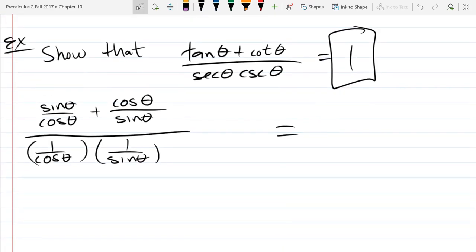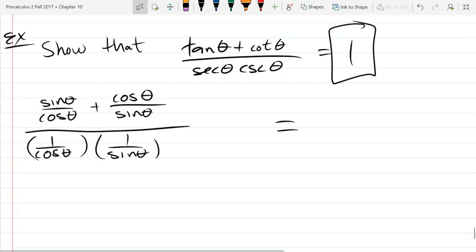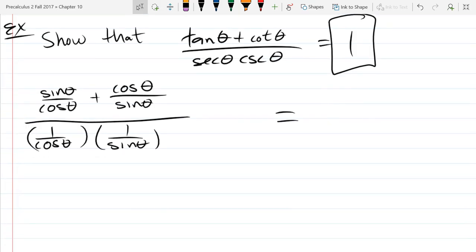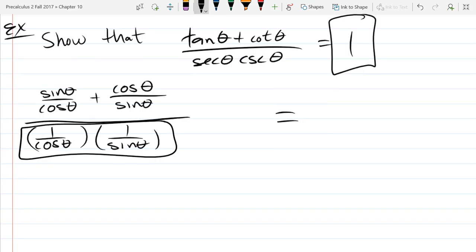So we made things worse, which a lot of times will happen on the way to simplifying. So don't get too discouraged if things get worse. What can we do next? You don't really need to look at that strategy list. This is just an algebra step right here. We got fractions of fractions, so what do we do? Multiply by the reciprocal of the denominator.